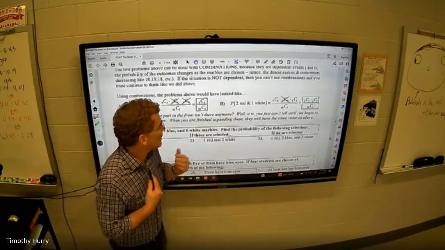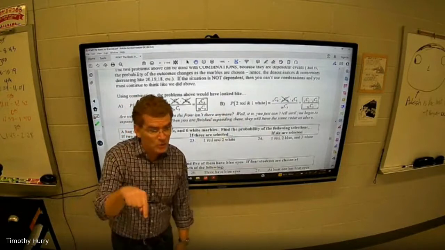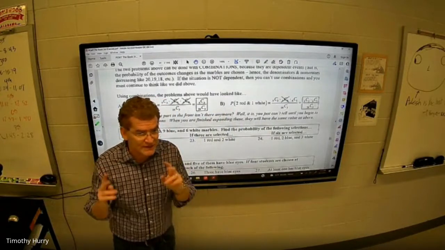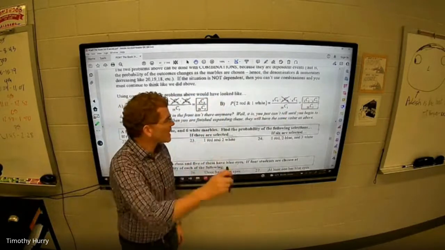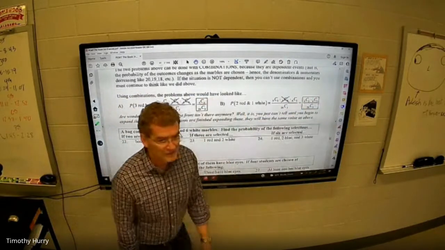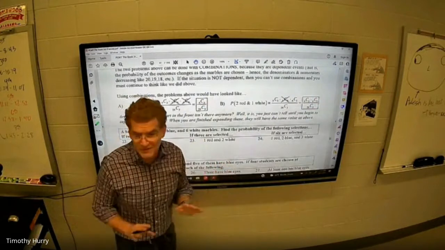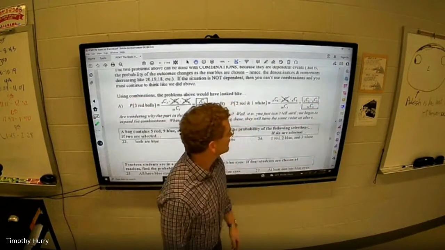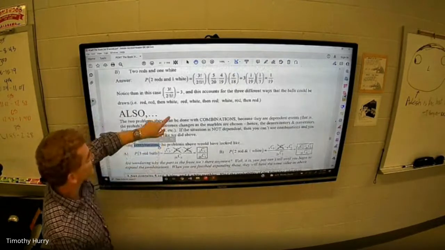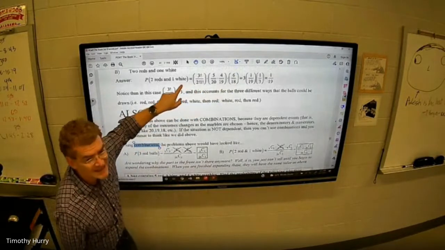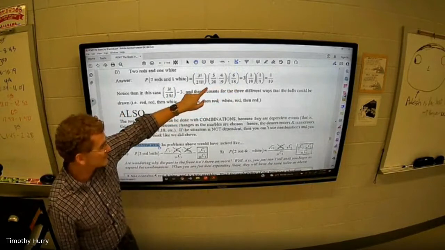Well, how many ways can I choose 2 reds if the order that those 2 reds were chosen doesn't affect the outcome? Well, 5C2. How many ways can I pick the 1 white? 6C1. How many ways can I pick 3 marbles from a total of 20? 20C3. And that doesn't look anything like, at first glance, this right here, but it is the exact same thing. I'm going to show you that in a second.